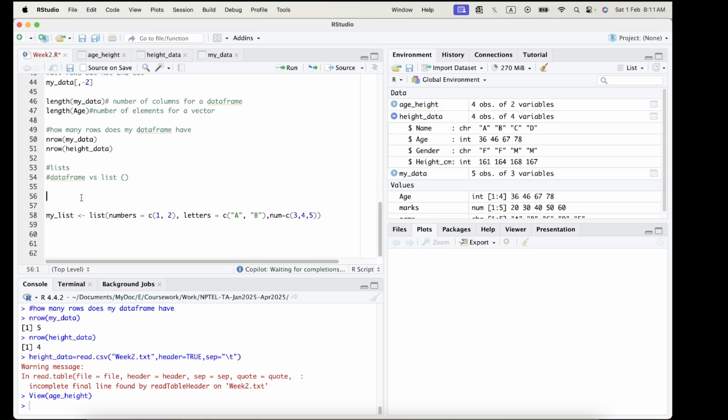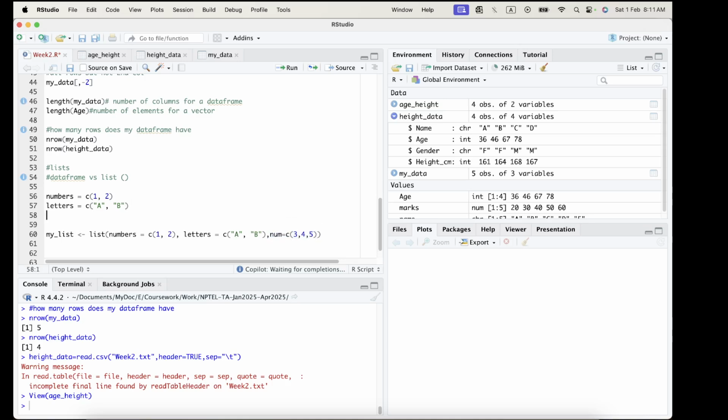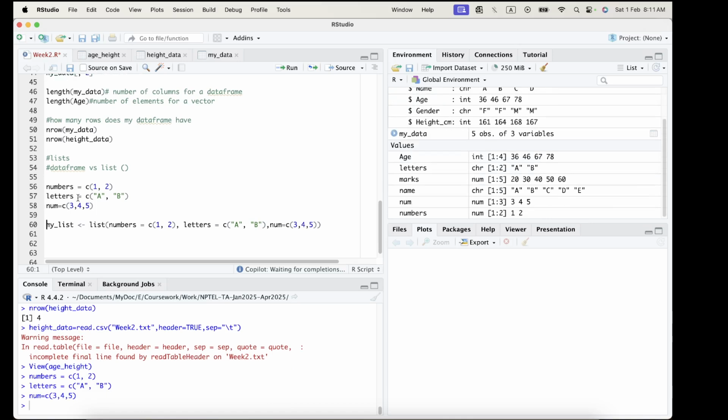So here again, what this part is doing is creating a vector called numbers, and there are 2 elements. This part is also creating a vector, but it is a vector of characters of 2 elements, and this part is again creating a set of numbers, but there are 3 elements. Okay, so this and this is done.